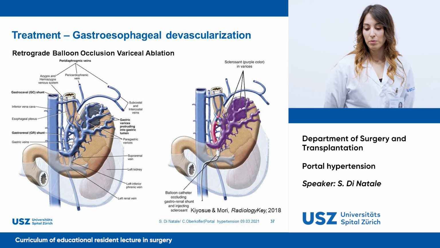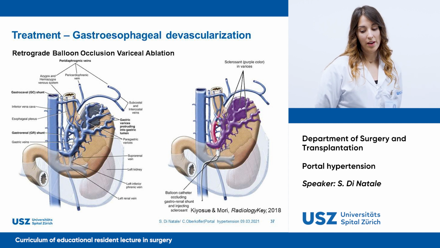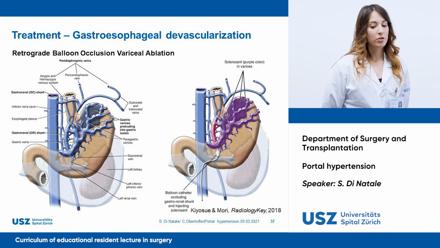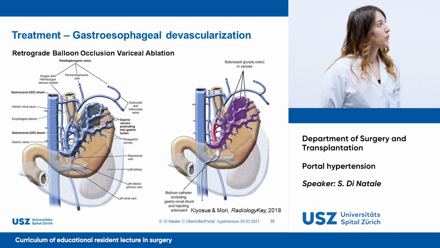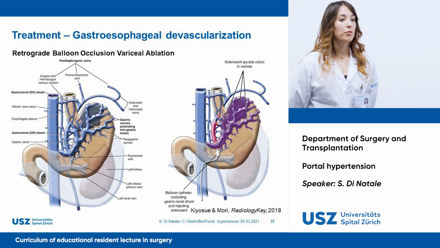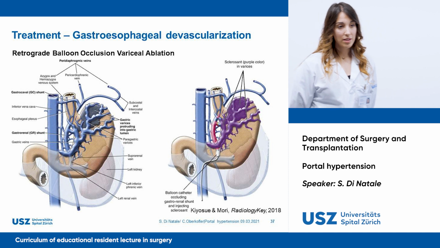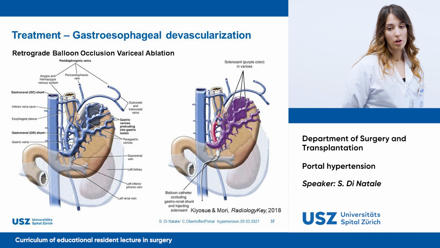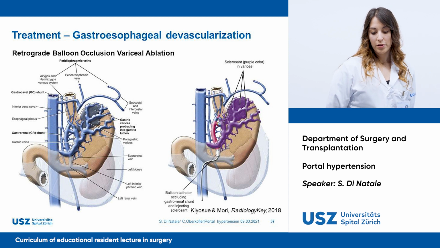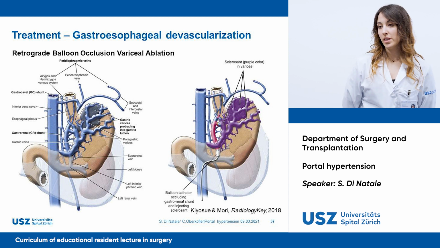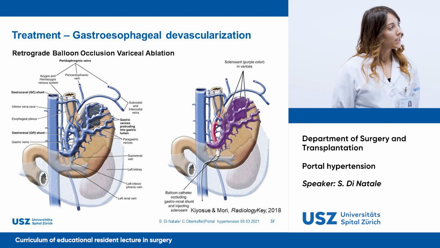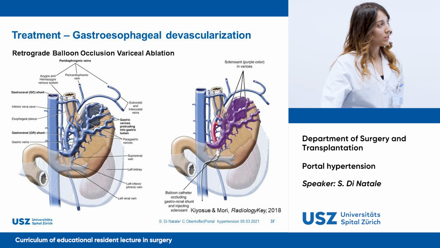There is also a possible treatment for recurrent gastric variceal bleeding performed by the interventional radiologists. Here, as an example, the retrograde balloon occlusion variceal ablation, which is performed in case of gastric varices and in patients with a natural splenorenal shunt. The balloon catheter is inserted into the shunt and it is occluded. After that, sclerosant is injected to stop the bleeding from the gastric varices.